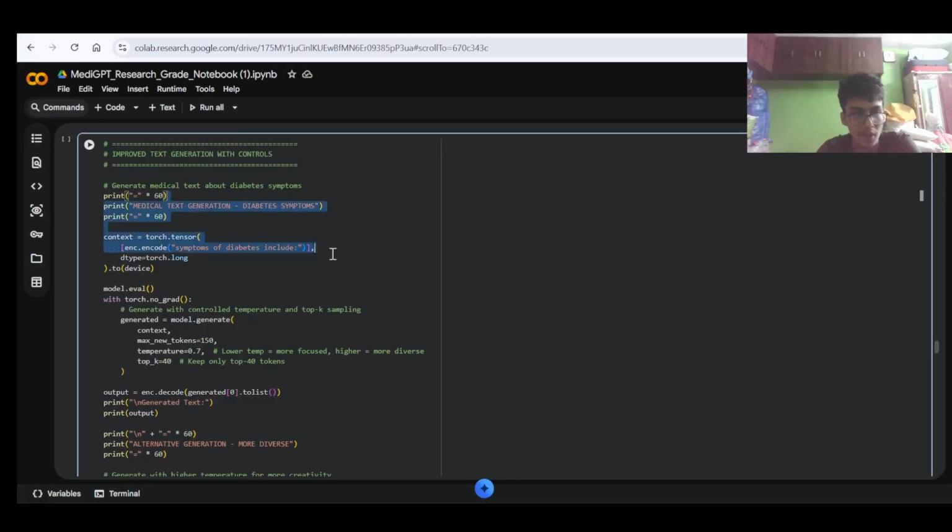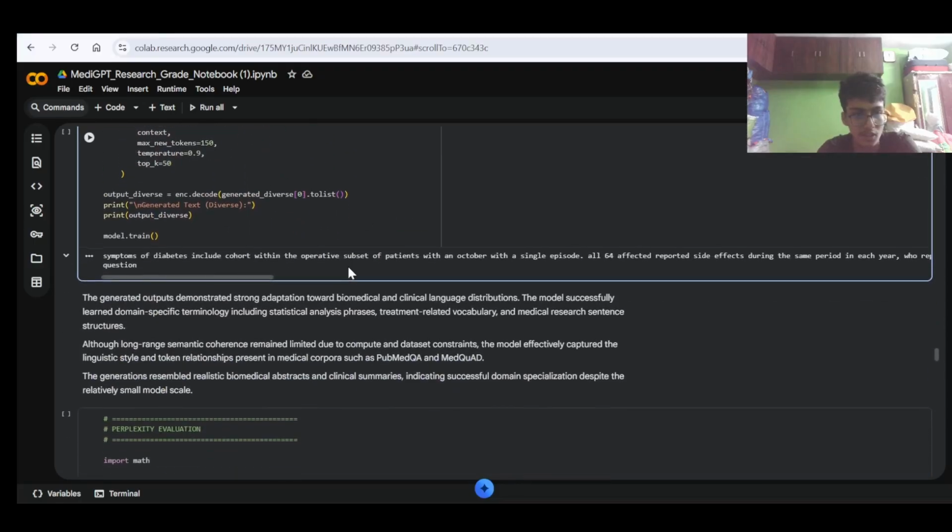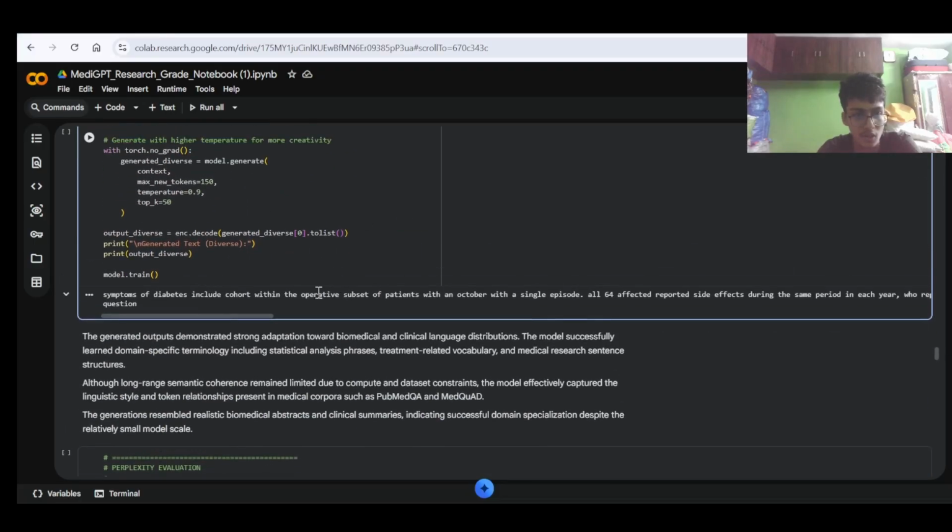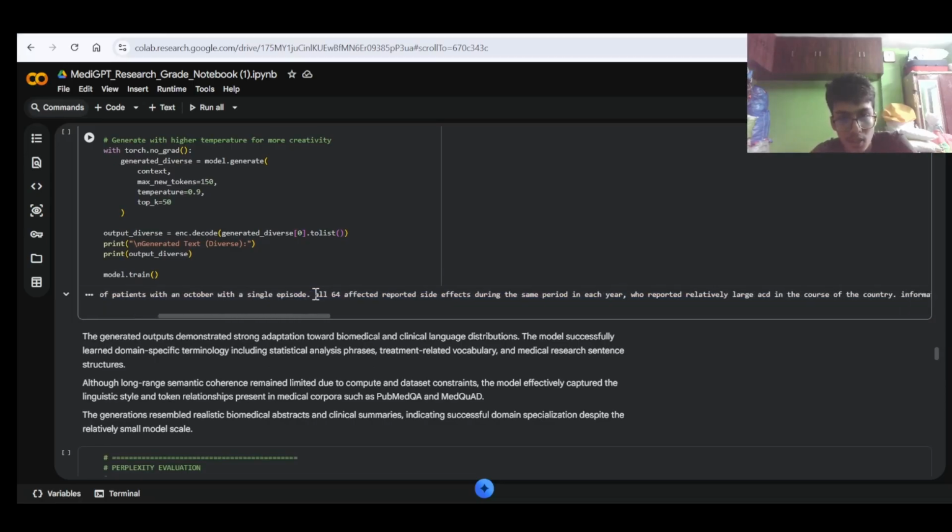Now, after doing this pre-training, we are using evaluation. So what are we doing? Diabetes symptoms. We are generating some text. Look at this: the symptoms of diabetes include a coherent approach. You can see some of the keywords like skin assessment, and then global score, morbidity test, hospitalization, and something like that.